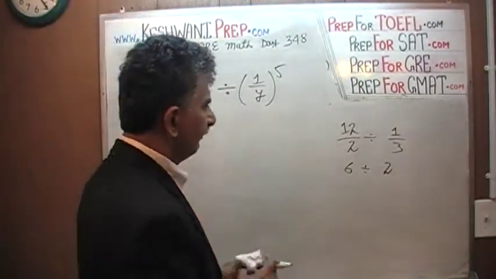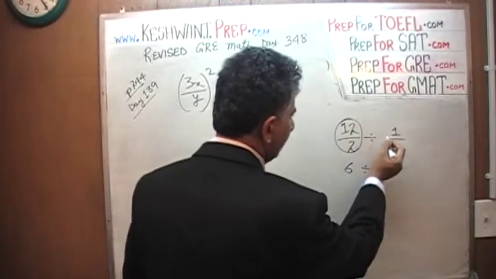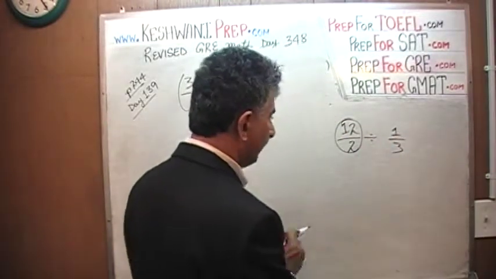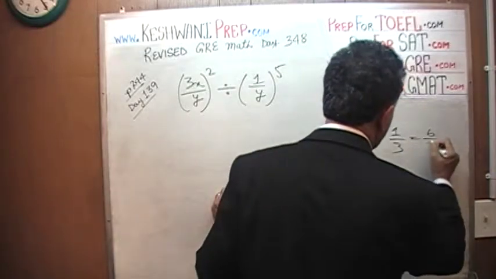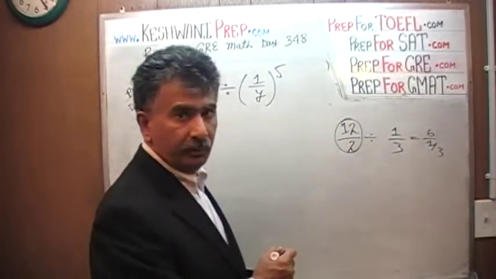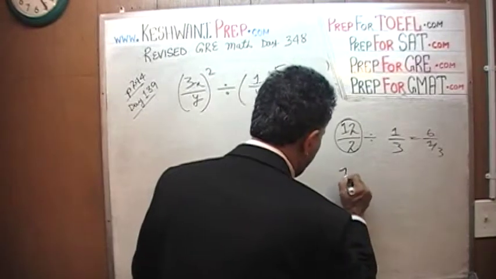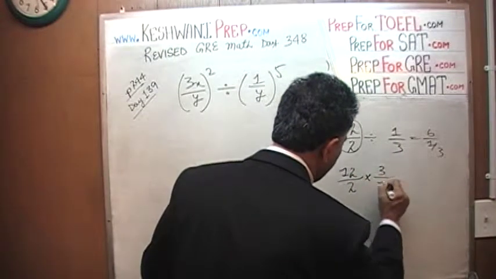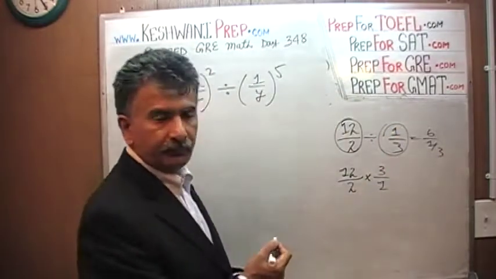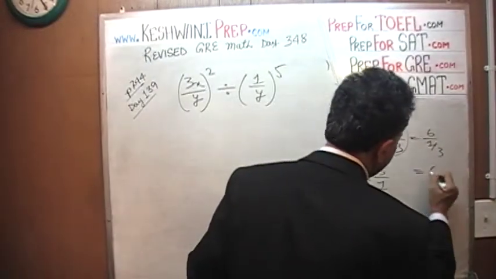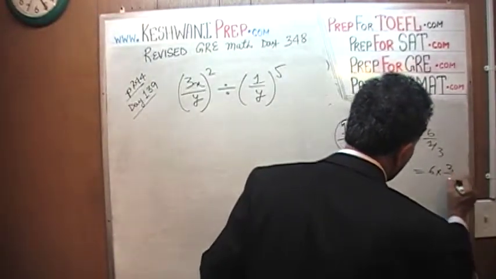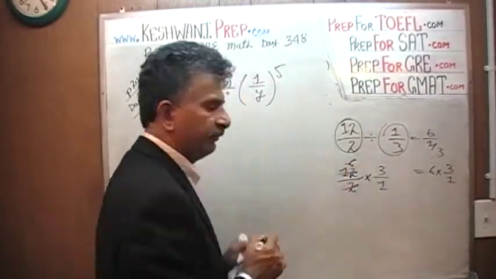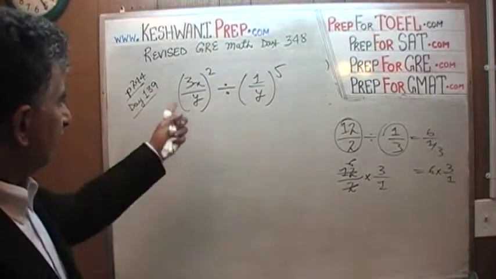This part is 6. 6 divided by 1/3. And what do we do here? We take our original fraction 6 divided by 2, and we multiply it by the reciprocal of the other one, which is exactly what will happen here. It is 6 times 3 over 1. This is what we got here, 6. So that's what we have to do here.